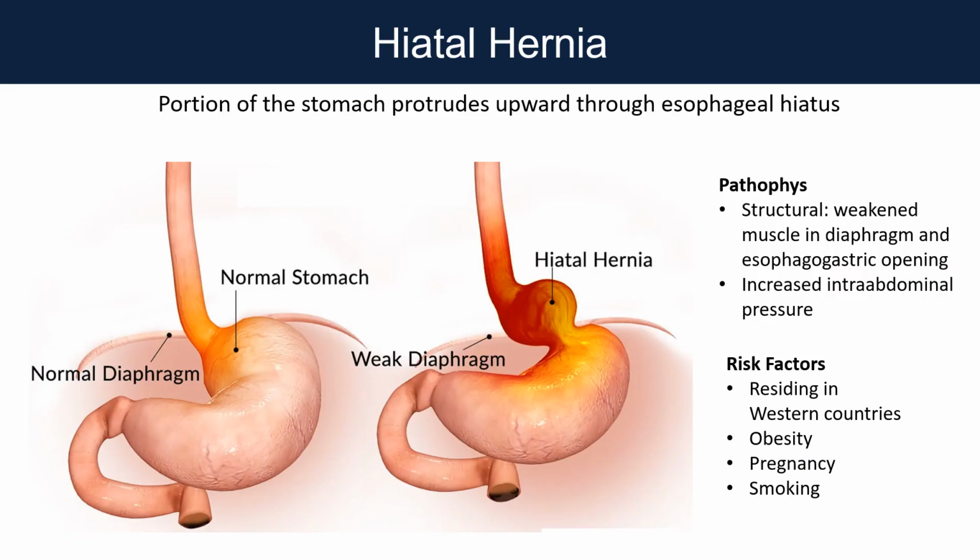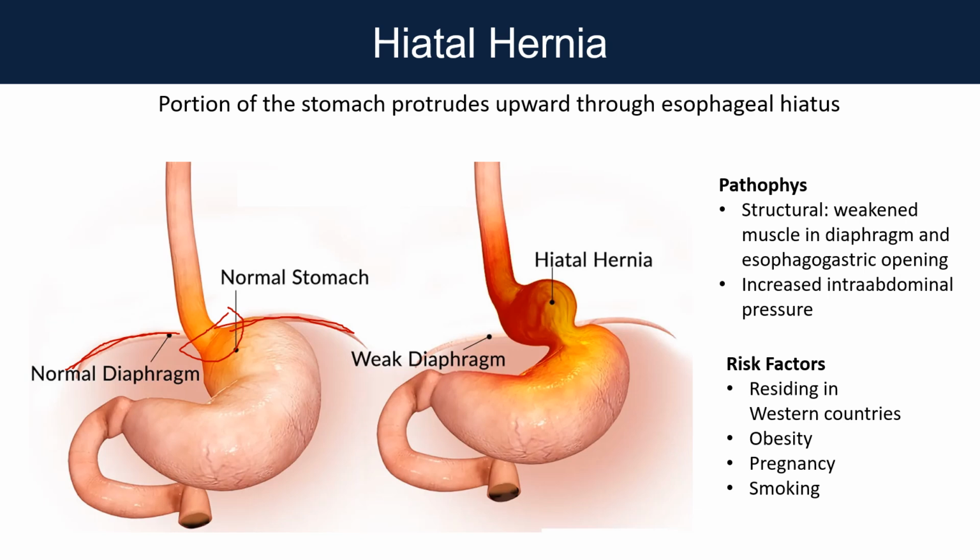Now we have our hiatal hernia. So the image on the left here is our normal stomach, and this section here is called the hiatus. When you have a hiatal hernia, that's the piece that becomes abnormal. Normally the esophagus comes through here, connects to our stomach, and we have our diaphragm here.